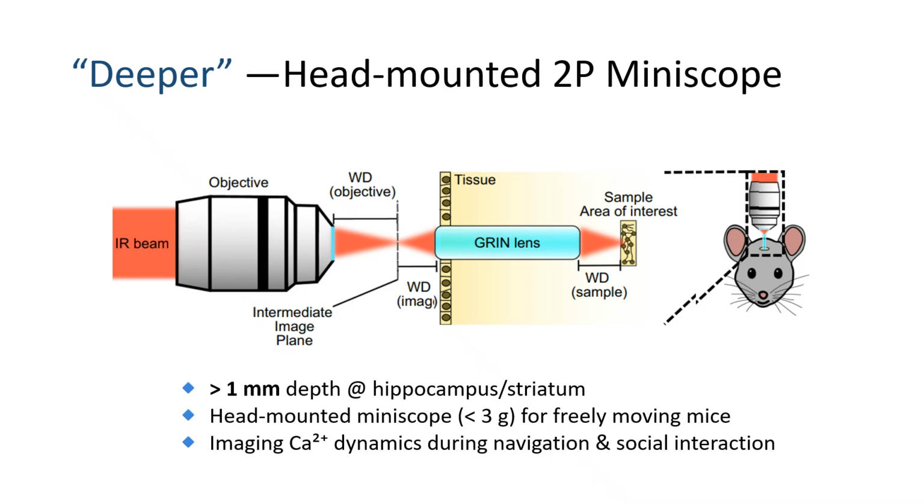Mount that head on a freely behaving mouse and we can monitor place cell activity, dopamine release, or social interaction circuits more than 1 millimeter below the brain surface, territory unreachable by any other optical technique. The entire microscope weighs under 3 grams. It keeps the animal's behavior natural while delivering single-cell two-photon resolution.